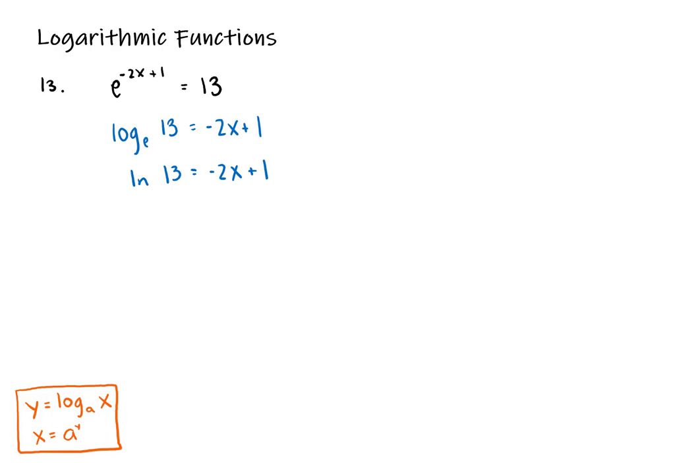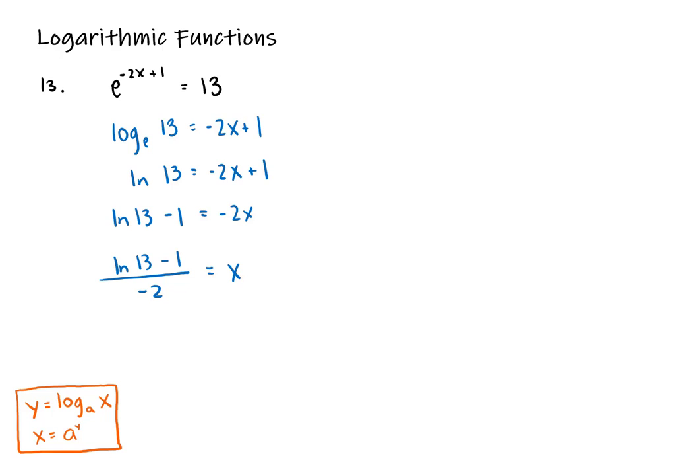And then now it's just a matter of isolating our x. So I'm going to subtract 1 from both sides. And then I'm going to divide by negative 2. And there's the value. And whenever you're doing one of these solving the equations, you always want to leave it in exact format unless you're told to give a decimal approximation. But at this point, we would be happy with this.